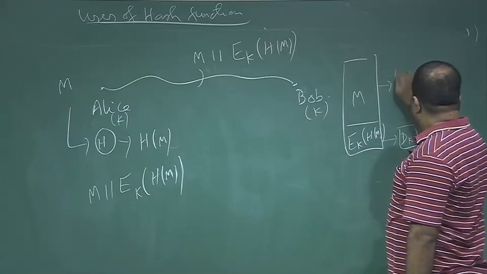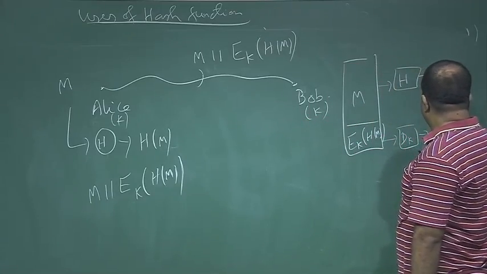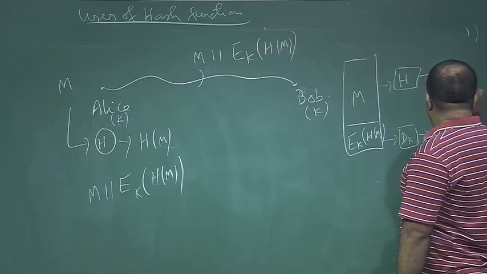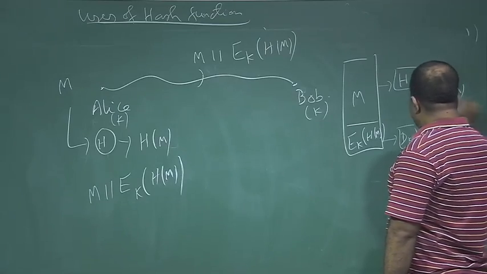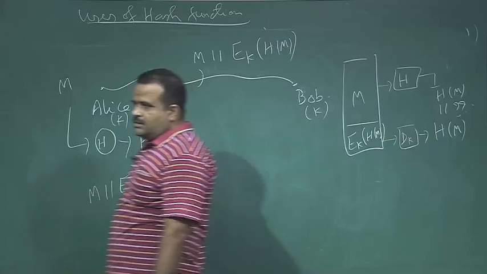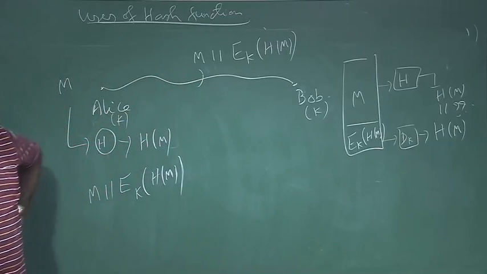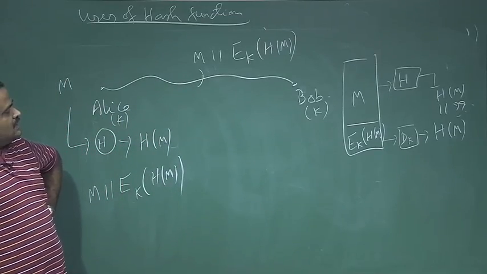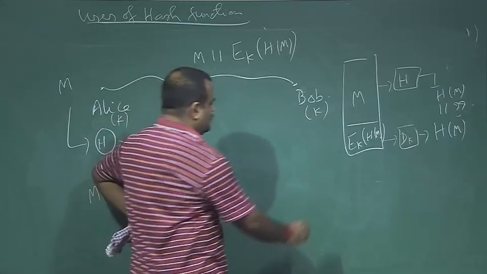Now Bob will apply the H function on M. So, this is also supposed to be H of M. Bob will compare these two values. If these two values are the same, then Bob will ensure that the message is coming from Alice. So, the authentication is done.